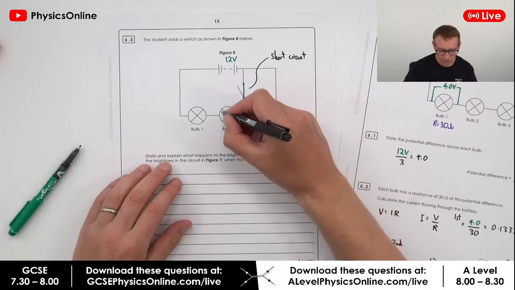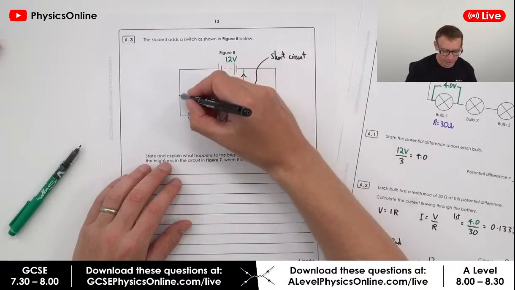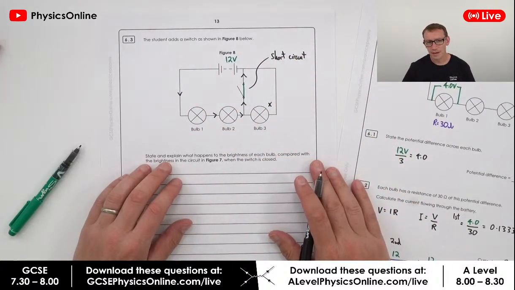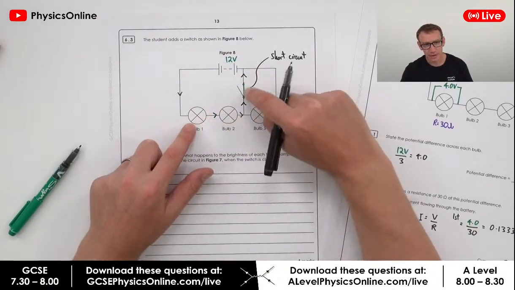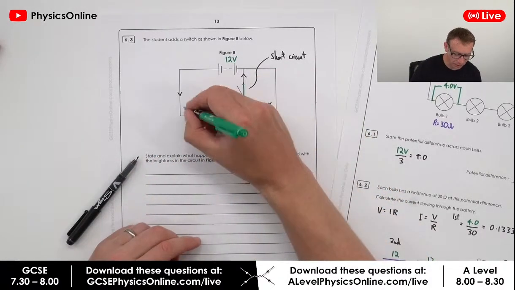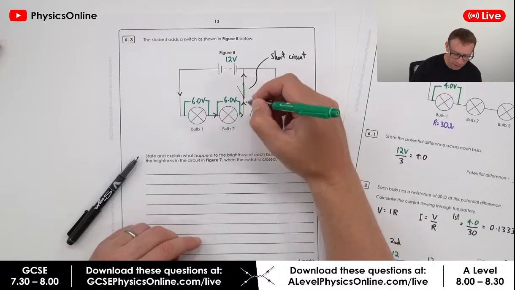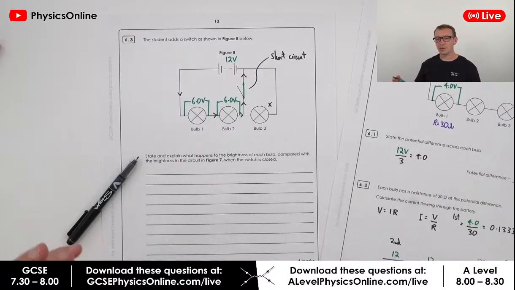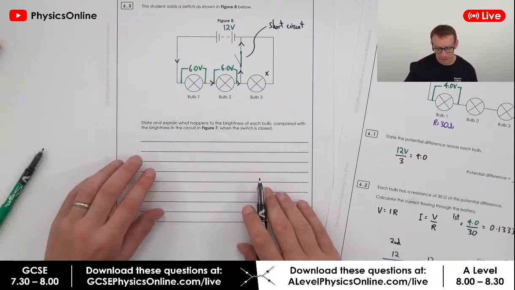And that means whatever current is going along here is going to go up this way and back into that. So effectively there's going to be no current in this part of the circuit. Now the other thing is that if that's a 12-volt power supply, and we've only got 2 lamps now, and it's short-circuited up here, then there's going to be 6.0 volts across this one, and also 6.0 volts across that one. So that same potential difference has been shared between 2 components rather than 3. So, state and explain what happens to the brightness of each bulb.